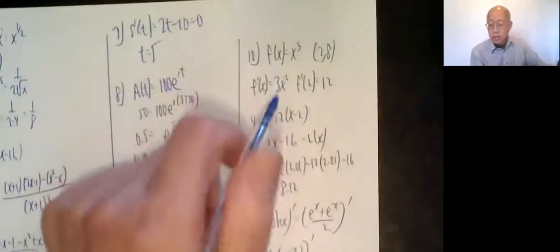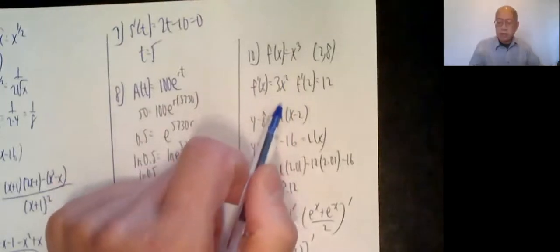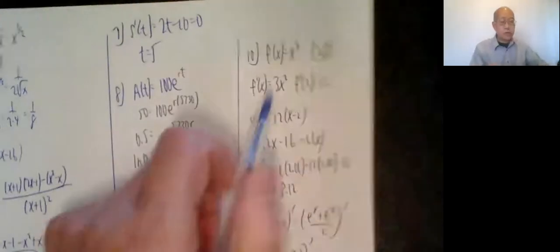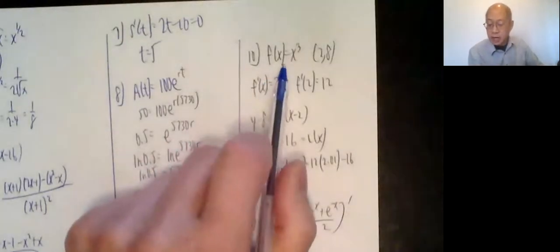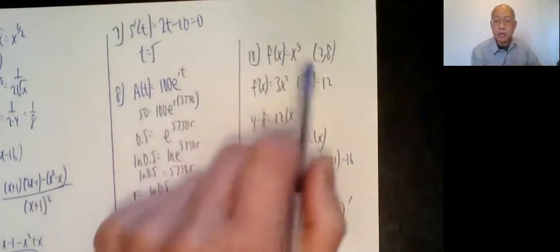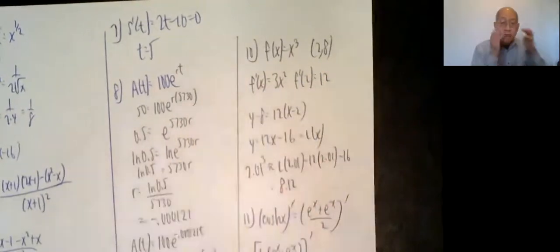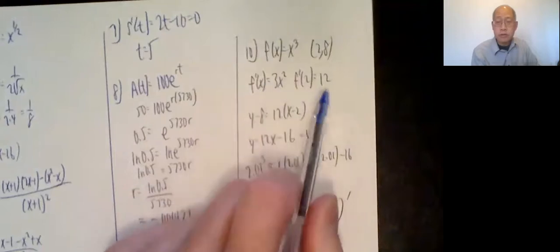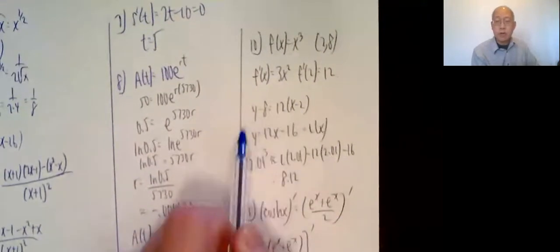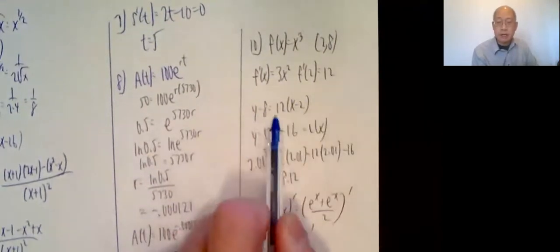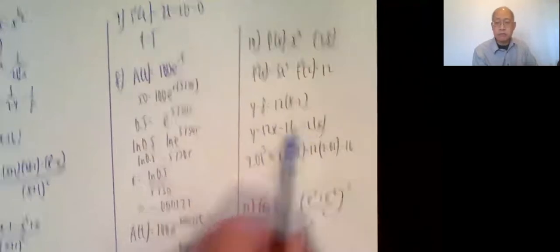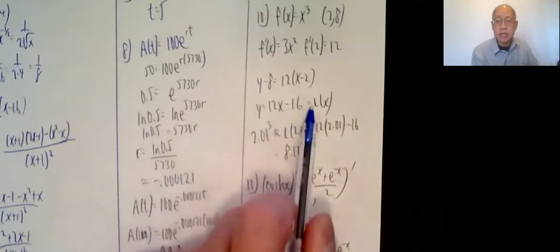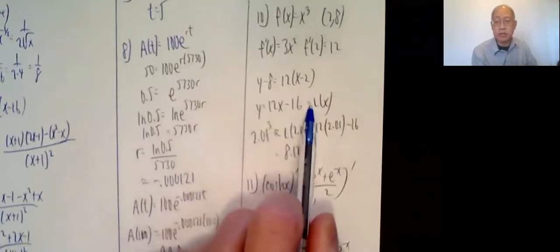Number 10, approximate 2.01 to the third power using the linearization. So f of x is x cubed. At x equals 2, y is 8, so 2 comma 8. f prime is 3x squared. Plug in 2. 3 times 2 squared is 12. That's the slope. y minus y1 equals m times x minus x1. Add 8 to both sides. y is equal to 12x minus 16. That's L of x, the linearization function.